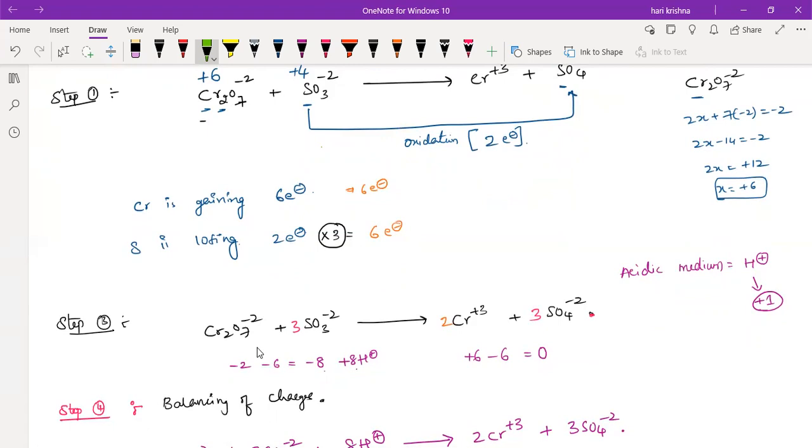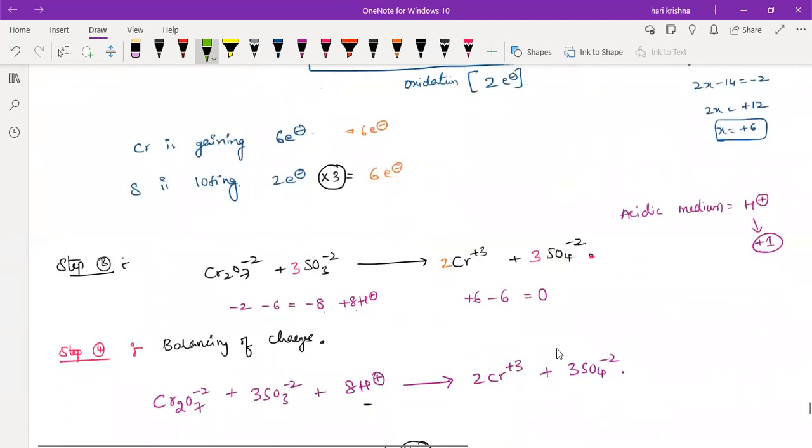So Cr2O7 minus 2 plus 3SO3 minus 2 will produce 2Cr plus 3 plus 3SO4 minus 2, multiplying the sulfur with the factor 3. Because both the sets should have the equal number of atoms, right? The left side we have the 2 chromiums, now right side also should have the 2 chromiums. The left side you have the 3 sulfurs, right side also should have the 3 sulfurs. That is the condition.